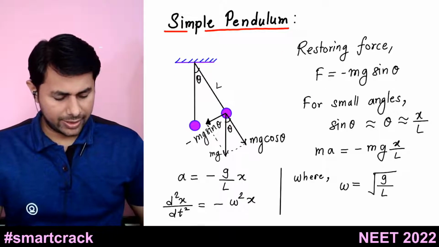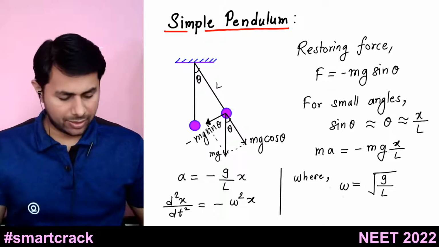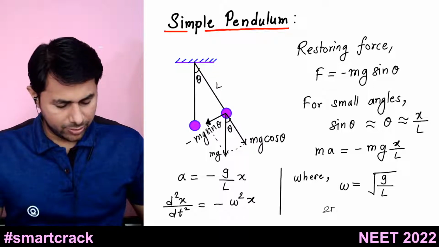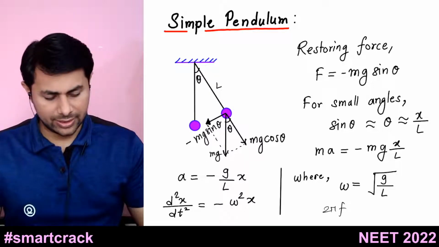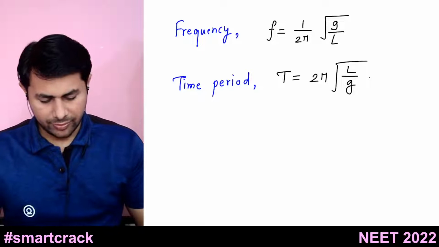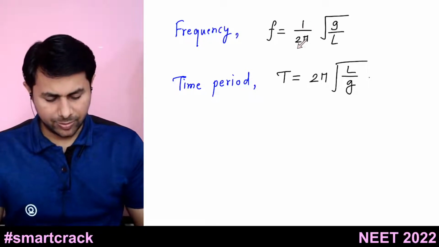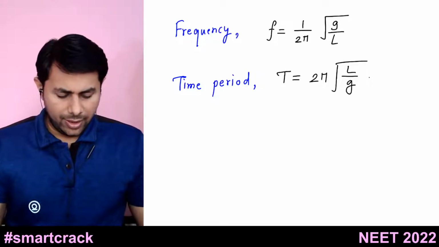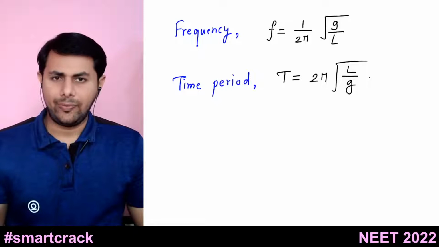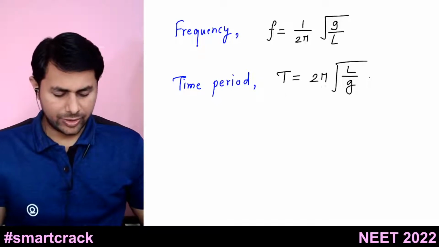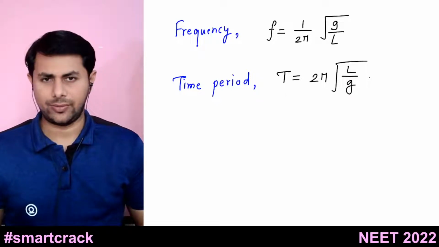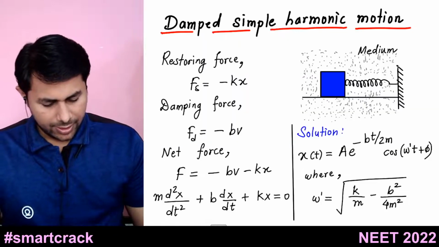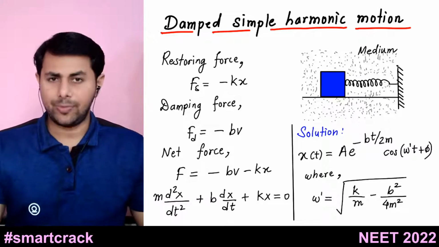So we are interested in frequency and time period. We have seen that omega can be written as 2 pi f. Okay. So omega equals 2 pi f. If you take 2 pi on the other side, what do you get? Frequency of a pendulum is 1 upon 2 pi square root of g upon L. And if you take its reciprocal, you will get the time period of oscillations of this pendulum, which is 2 pi square root of L upon g. Okay. So that was the simple pendulum.